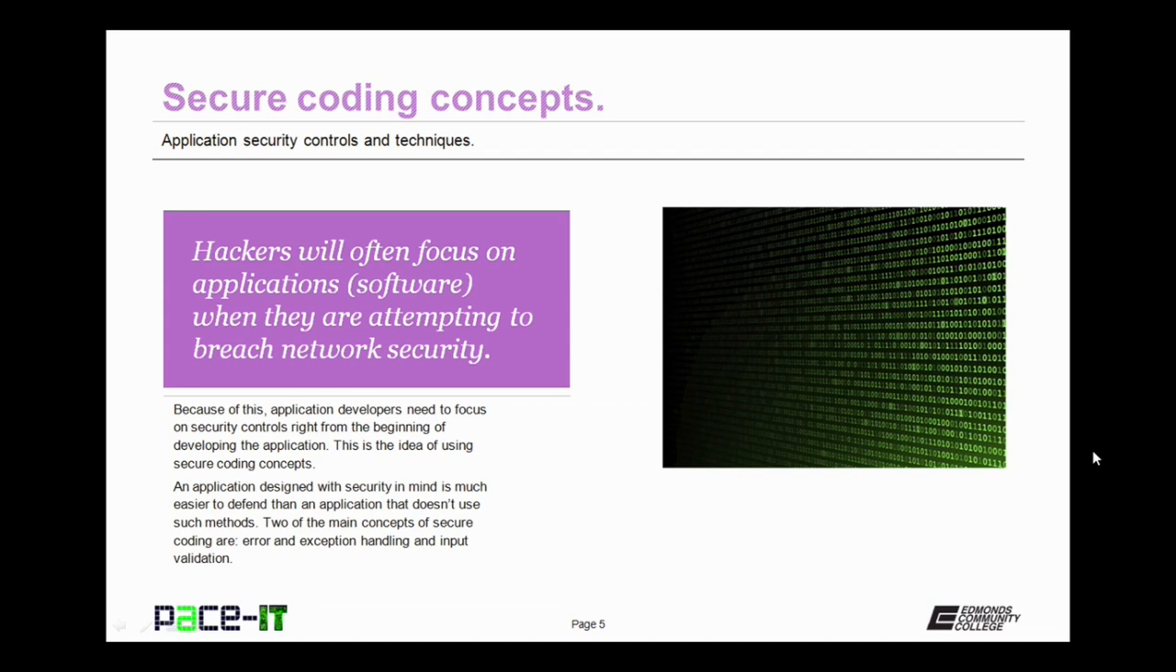Hackers will often focus on applications when they are attempting to breach network security. Because of this, application developers need to focus on security controls right from the beginning of developing the application. This is the idea of using secure coding concepts. An application designed with security in mind is much easier to defend than an application that doesn't use such methods. Two of the main concepts of secure coding are error and exception handling and input validation.